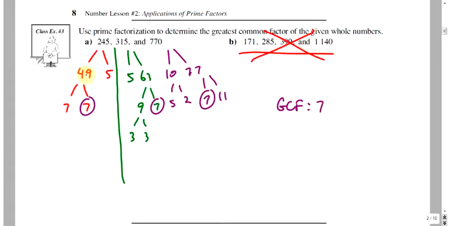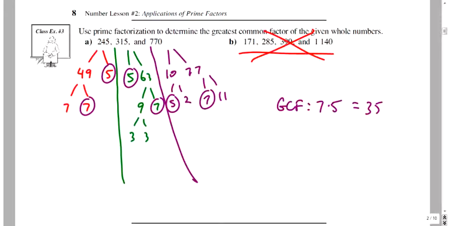Because this is looking pretty messy, and I got 3 different colors here. If you're using all the same color, like pencil, you have to be really neat, or you're going to get the wrong answer. Okay? What else? 11. Do I have 11 everywhere? No. 2. Do I have a 2? No. 5. Okay. 5, 5, and a 5 there. And that looks like it's it. My greatest common factor is 35.